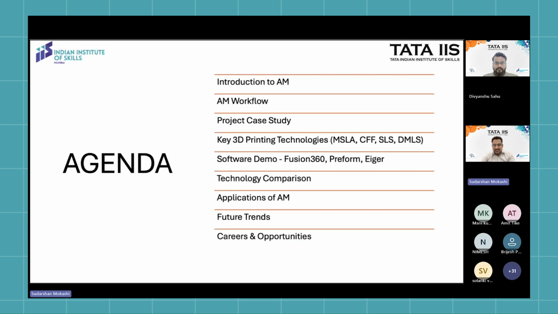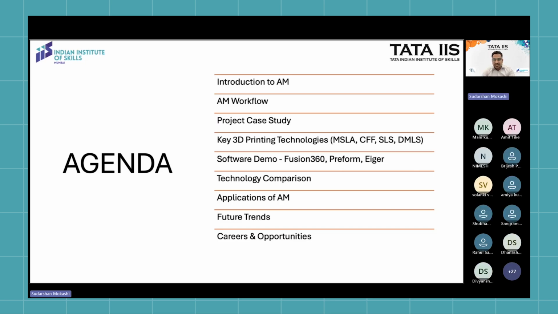Then we see the key 3D printing technologies. I include SLA, FDM, SLS, and DMLS technologies. How these technologies work and what the applications are for these technologies, we will see in this webinar. Then the next step is the software demo for Fusion 360, PreForm, and Eiger. Fusion 360 is basically for CAD modeling, designing the parts, and PreForm and Eiger we use for slicing for 3D printing the part. So that we will see.